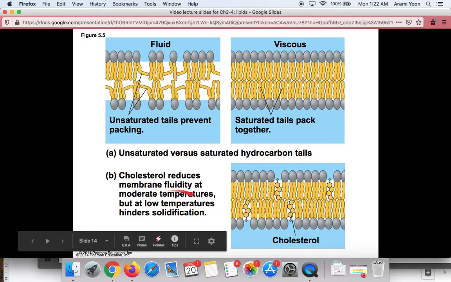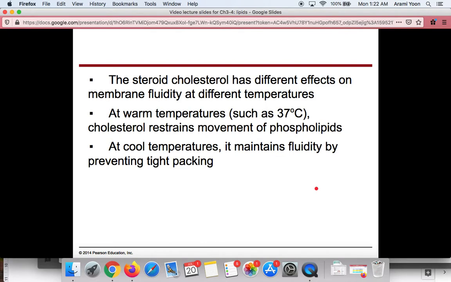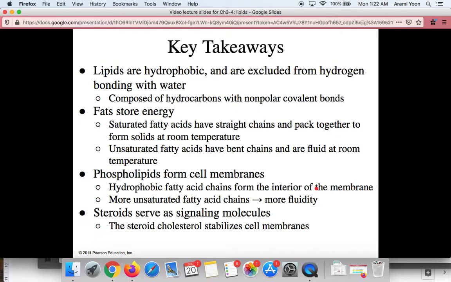But then at low temperatures, as the phospholipids slow down and they start packing tightly together, cholesterol actually spaces them apart and prevents them from packing too tightly, so that the cell membrane is prevented from solidifying, and it maintains some fluidity of structure, which then allows it to maintain its function. And here's all of that in words. If you want to pause it, you can, so you can read the bullets.